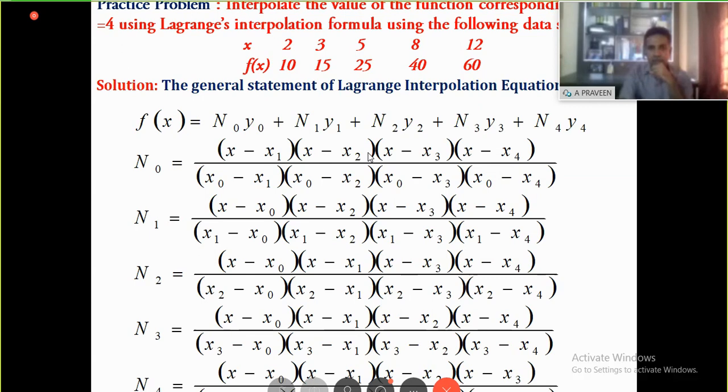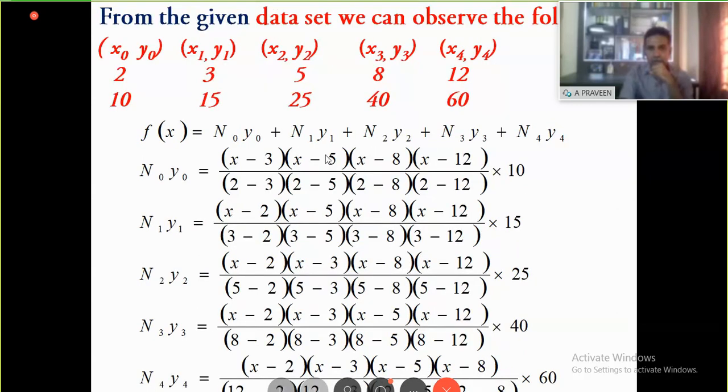Okay, so your function is n0, y0. This entire numerator and denominator together, you get this as n0 multiplied by your y0 value. What is the y0 value? x0 and y0. Y0 is 10. So when you multiply by y0 here, you get a function of x as the first term.